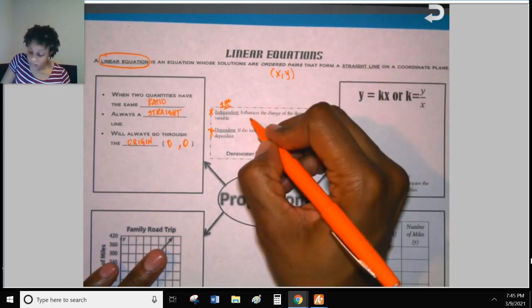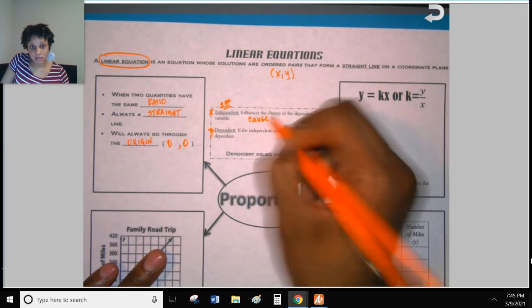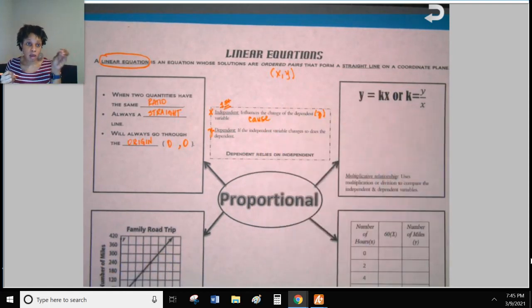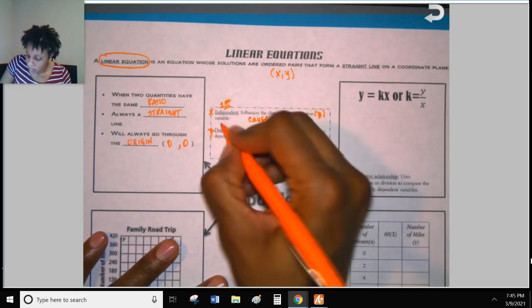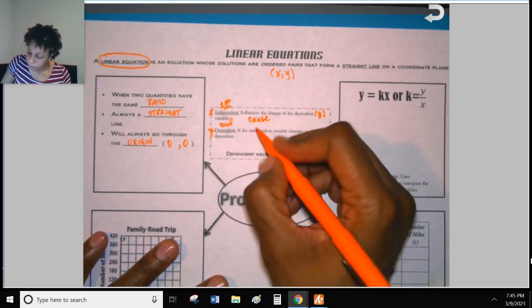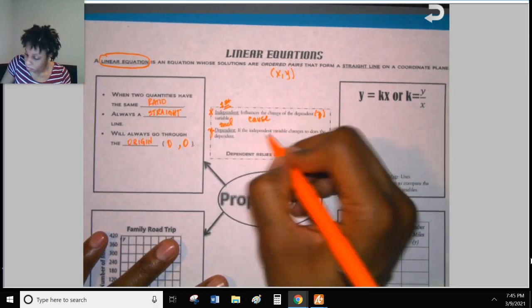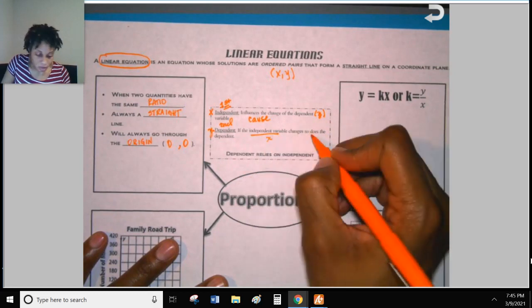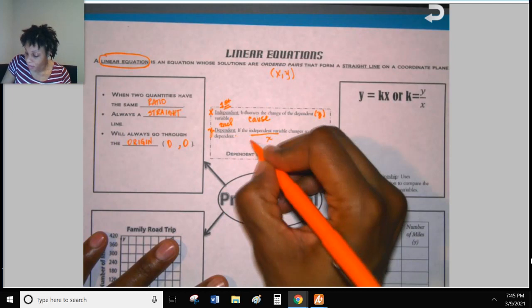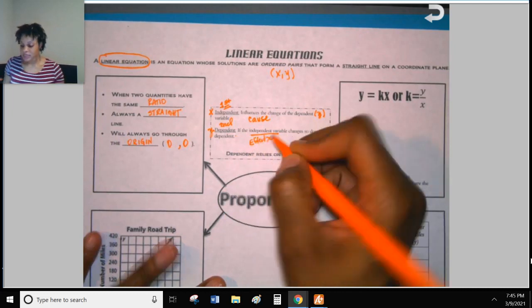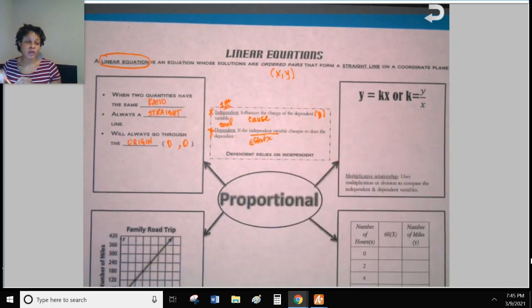And I like to think of these as cause and effect. The independent is the cause. Because this happened, the dependent. Something happens to the dependent because of what the independent did. Okay? Independent variable is always your x. Dependent is always your y. And I call this the effect. It says the dependent relies on an independent.